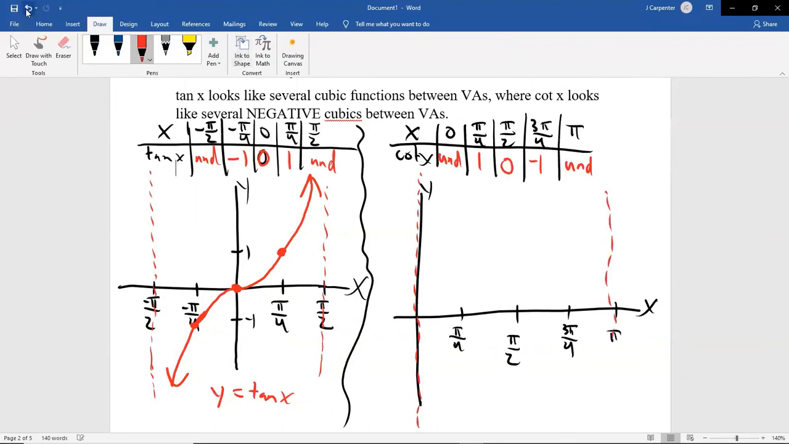Ooh, that was terrible. One more undo, there we go.